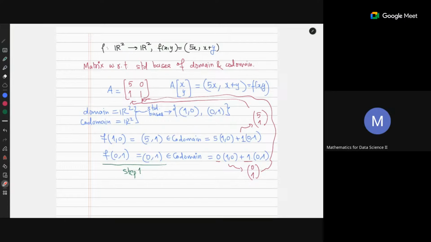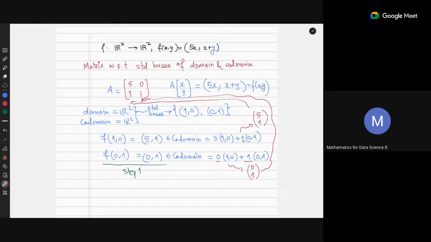If you look at the coefficients of the first basis vector in terms of the codomain, you will get 5 and 1. It corresponds to a column vector 5, 1. And you notice that this vector is nothing but the first column of your matrix A. Similarly, 0, 1 is the second column of the matrix. Now, how do we say that it is the first column and second column?